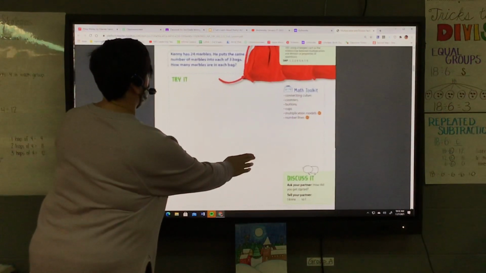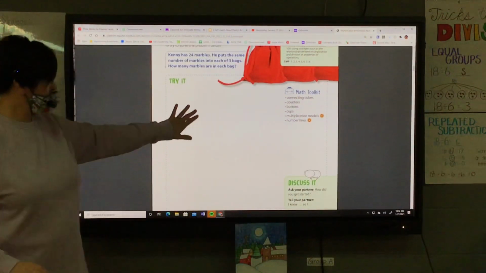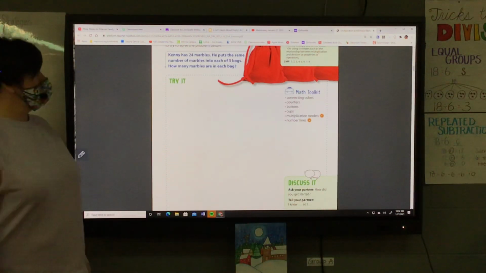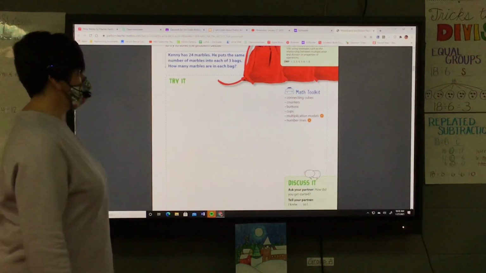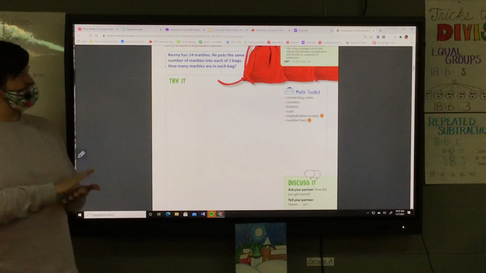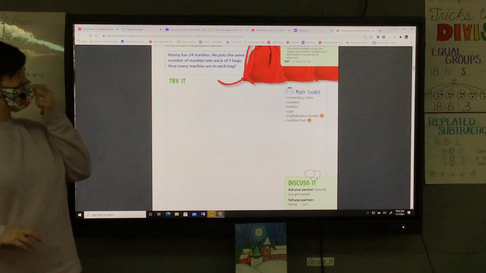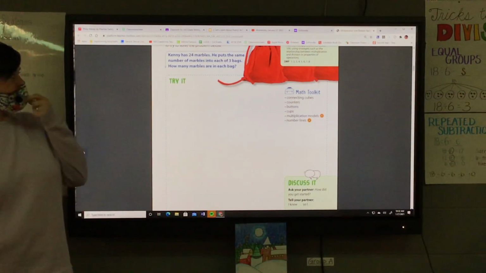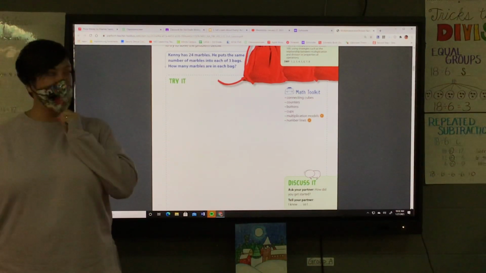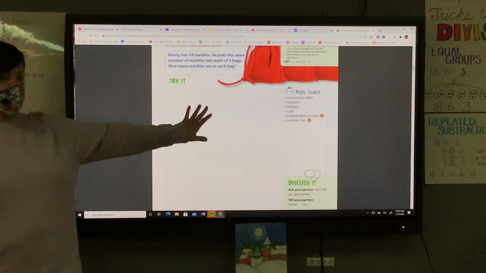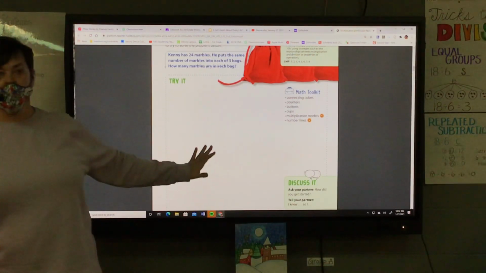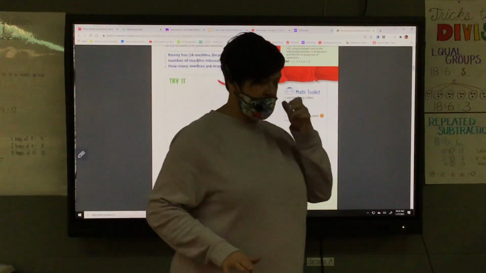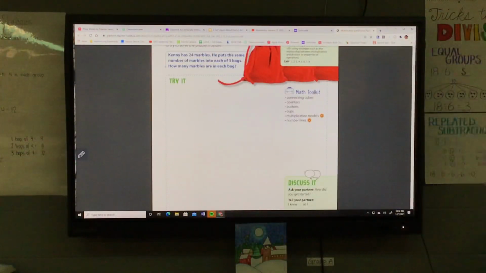So let's look at this problem that has Kenny in it. Kenny has 24 marbles. He puts the same number of marbles into each of 3 bags. How many marbles are in each bag? So what would you do? Show me how you would solve this problem, however it works best for you to solve it. Show me what you would do.